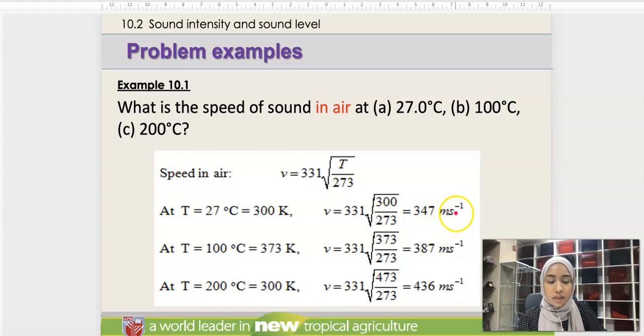So 347 meter per second. Don't forget your units. This is your velocity. So you need to have your correct units. So at T equals 100, convert it to Kelvin, and then your answer is 387. And the last one, the answer is 436.